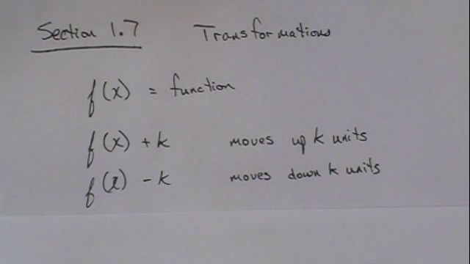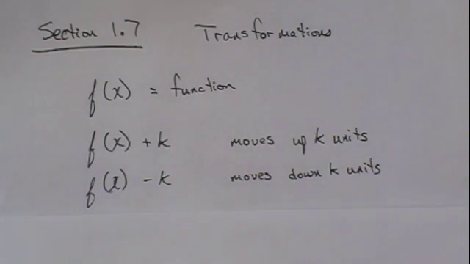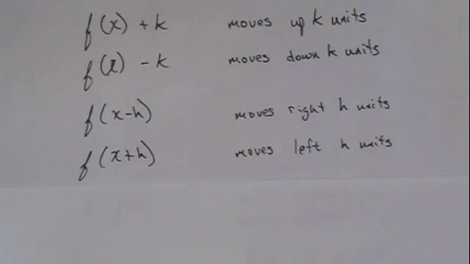In section 1.7, we're looking at transformations. So f of x is our original function. That's going to be the parent function. We always want to remember to start there and think about that graph. Now if we have that function f of x and we are going to add or subtract a value to that, again if we add k, then we're moving up k units. If we're subtracting k, then we move down k.